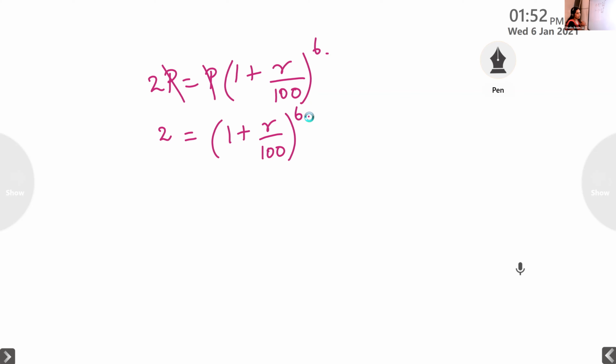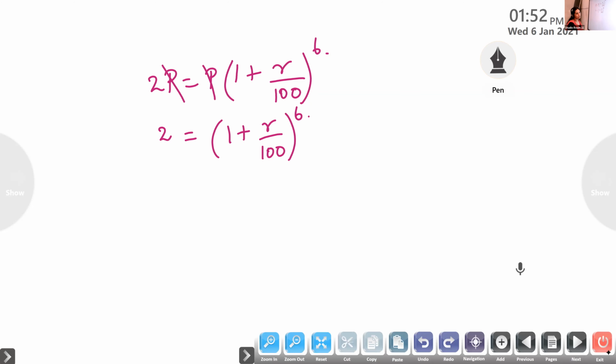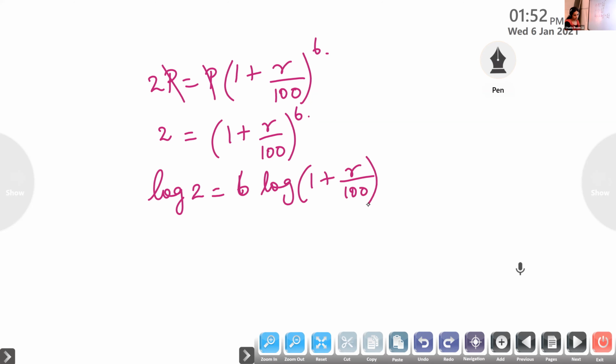Okay. Now, suppose I am using a log table. Imagine we are using a log table. What we can do? How will you do this one? Okay, we can take log on both sides. If you take log on both sides, log 2 will be, the power will be coming to the front, isn't it? 6 into log of (1 + R/100).